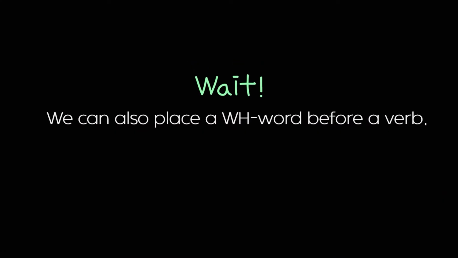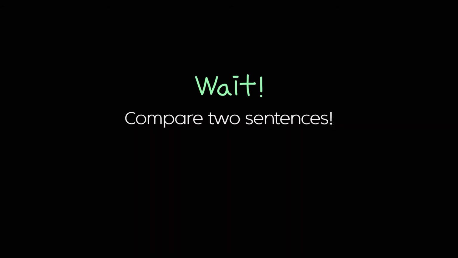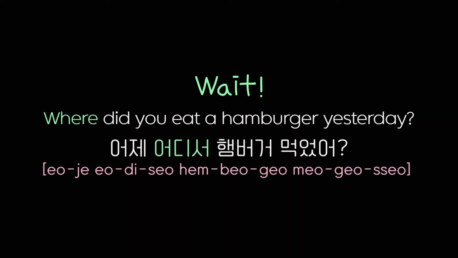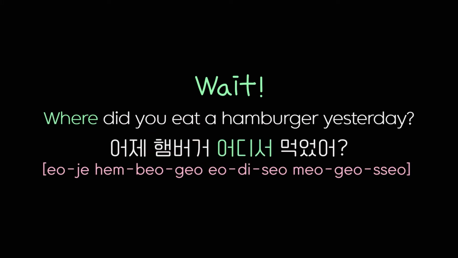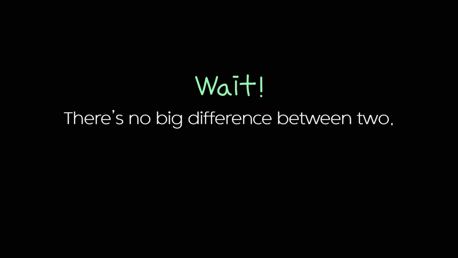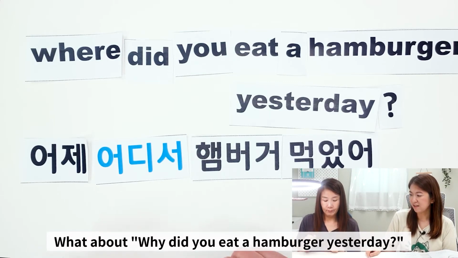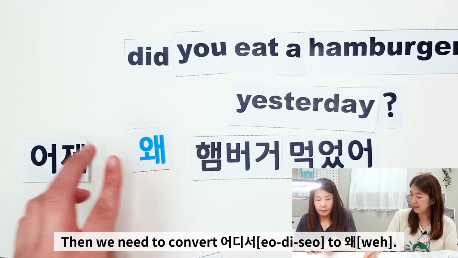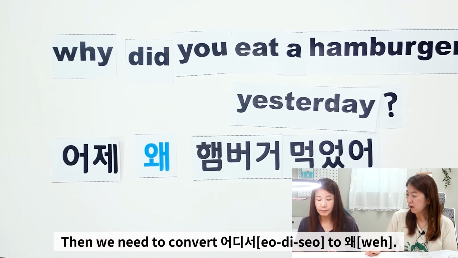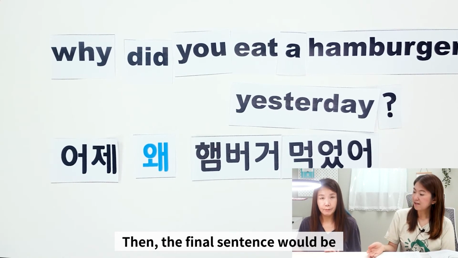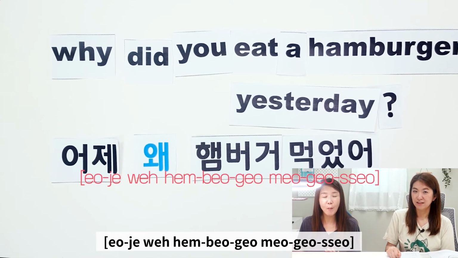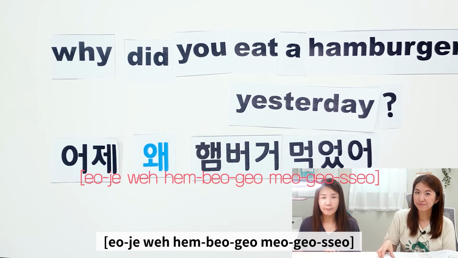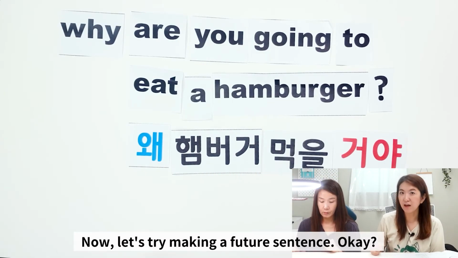We can also place a WH word before a verb. Compare two sentences. 어제 어디서 햄버거 먹었어? 어제 햄버거 어디서 먹었어? There's no big difference between the two. What about why did you eat a hamburger yesterday? Then we need to convert 어디서 to 왜. Then the final sentence would be 어제 왜 햄버거 먹었어?